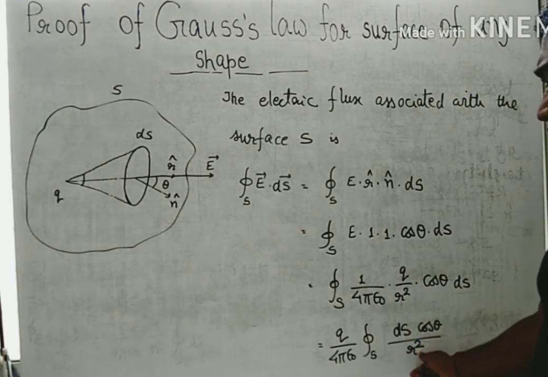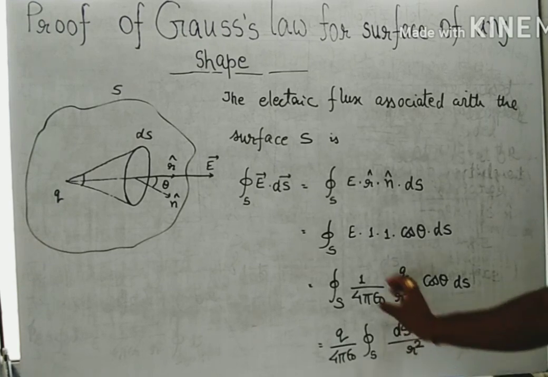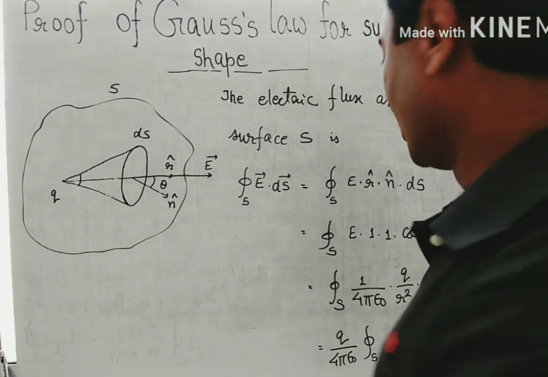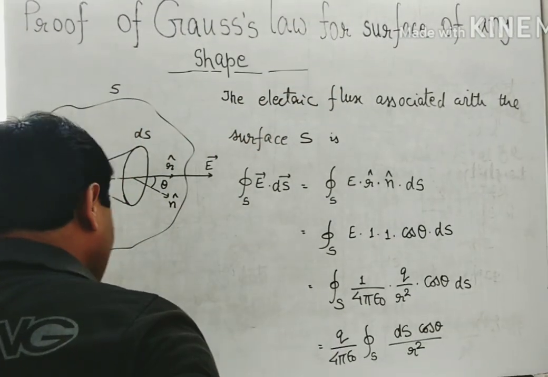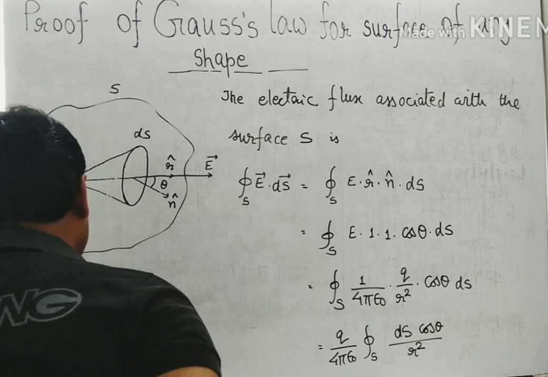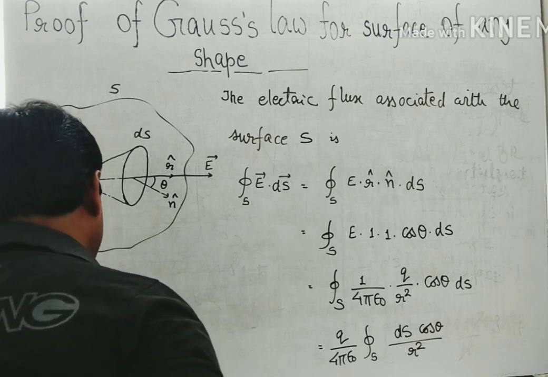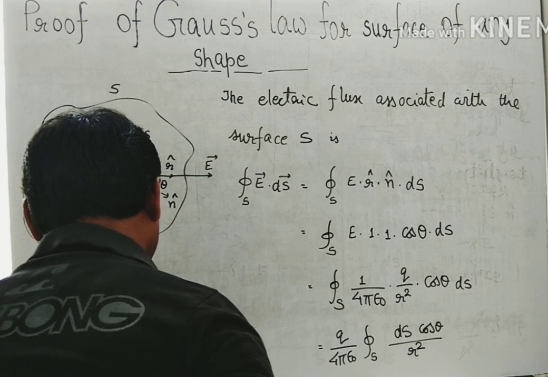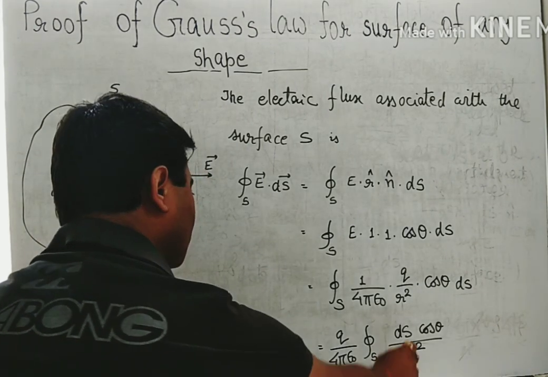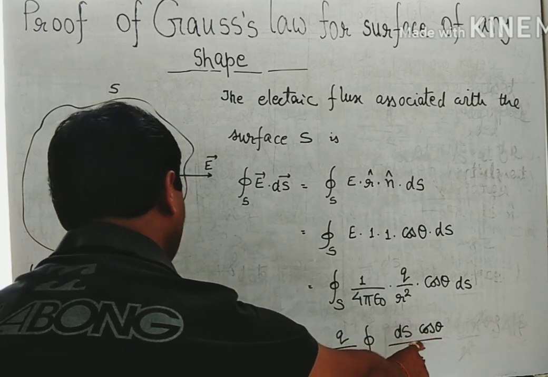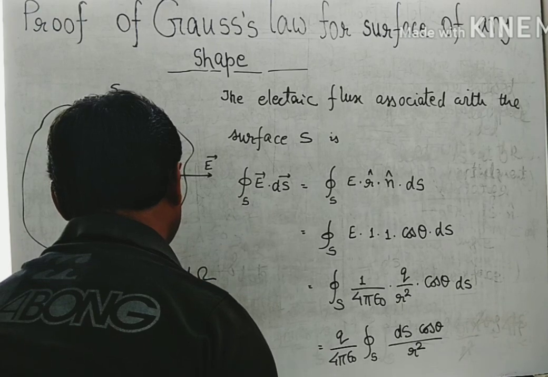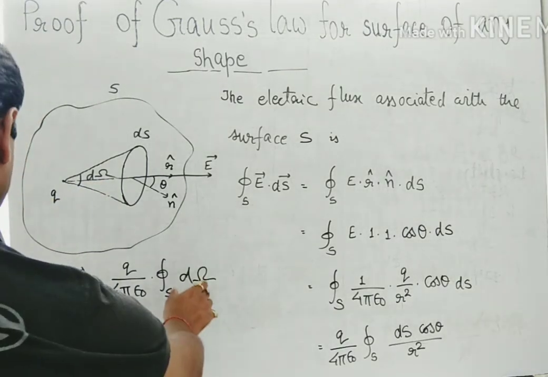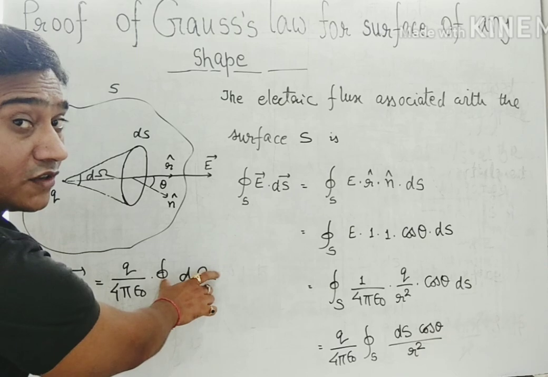Now this ds cos theta upon r square is basically the angle subtended by this small surface element at the position of charge q. So we can write integral over closed boundary S E dot ds now comes out to be q upon 4 pi epsilon naught into integral over closed boundary S d omega. So this is d omega. Here you can mention it on the diagram as well. So when this gets integrated, this whole term gives us the value.